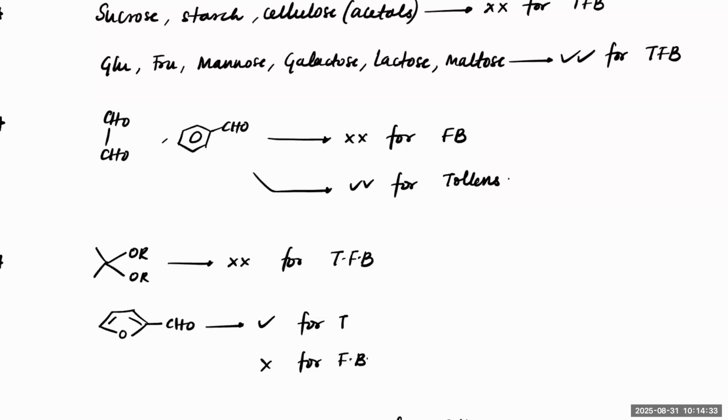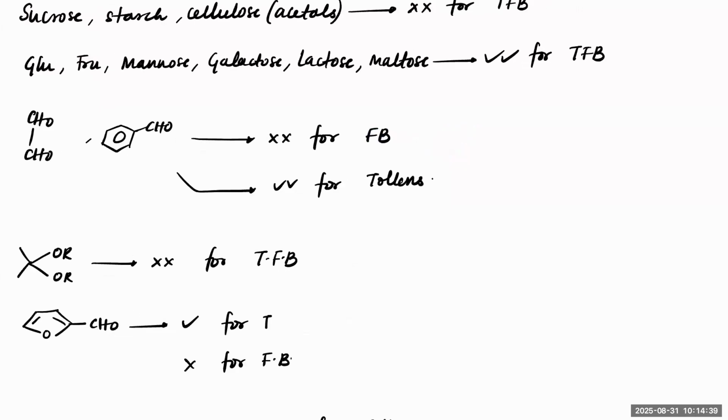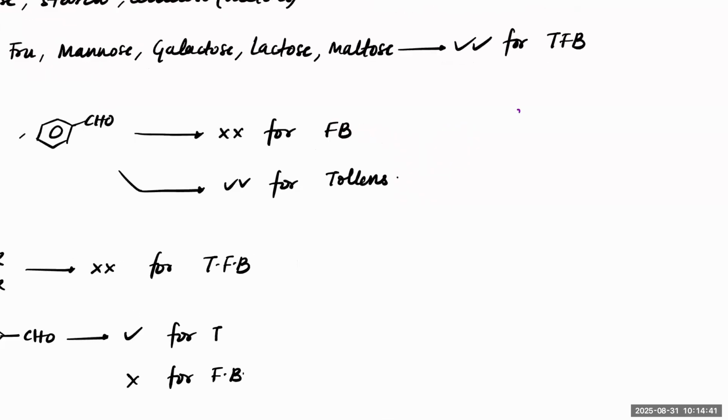Next, this is a very interesting one. See, for Fehling's and Benedict, there is one important condition. The condition is if you have an aldehyde, on the alpha position, this is the alpha carbon, there must be an alpha hydrogen.